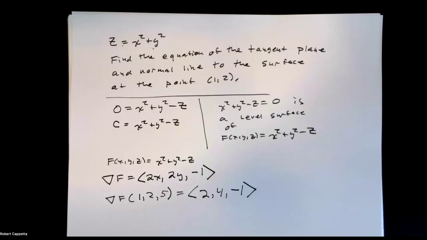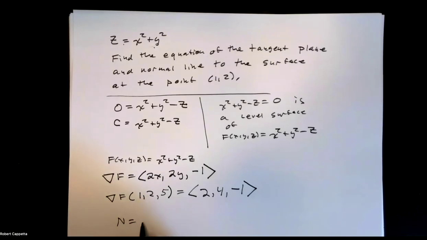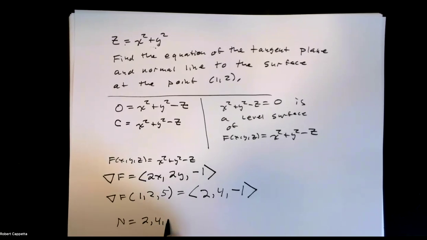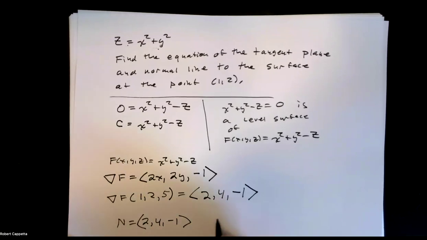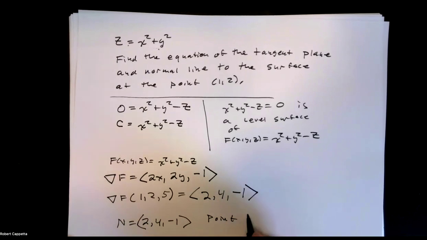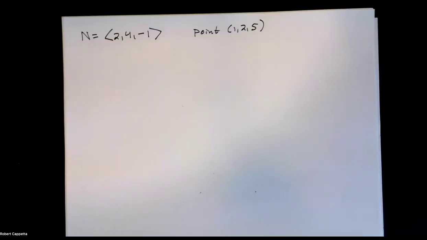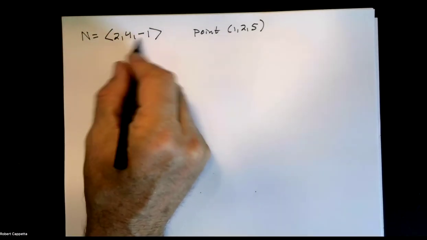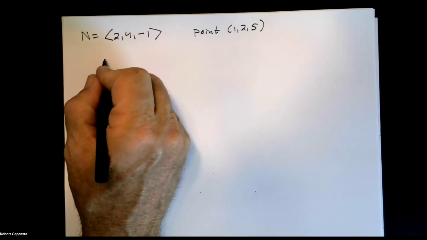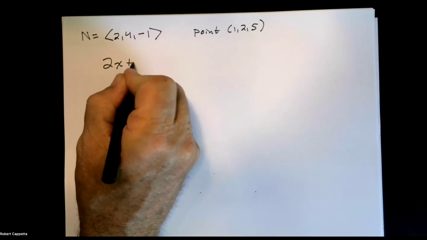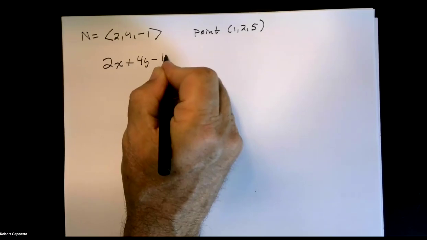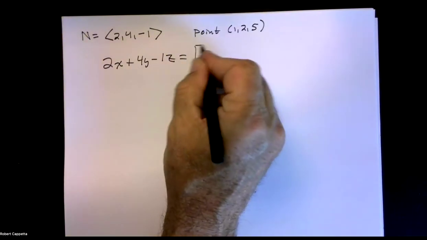So coming back here, what do we know? The normal vector to the tangent plane will be that 2, 4, negative 1. And the point on the tangent plane will be 1, 2, 5. So that should be enough for me to get the equation of the tangent plane. If we have a normal vector and a point, it's relatively easy to find the equation of the plane. The normal vector components are going to give me the coefficients for my tangent plane. 2x plus 4y minus 1z will equal something.